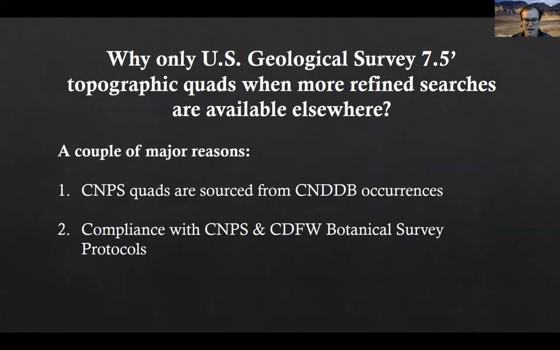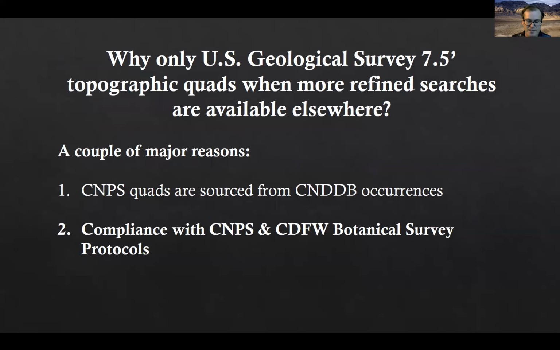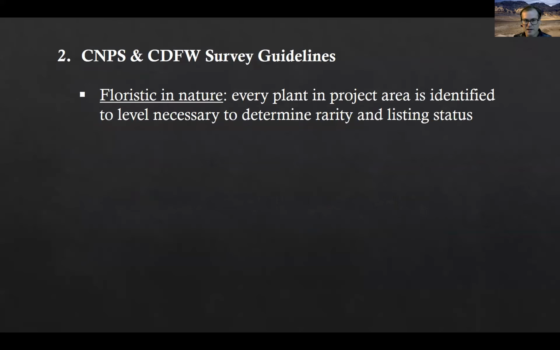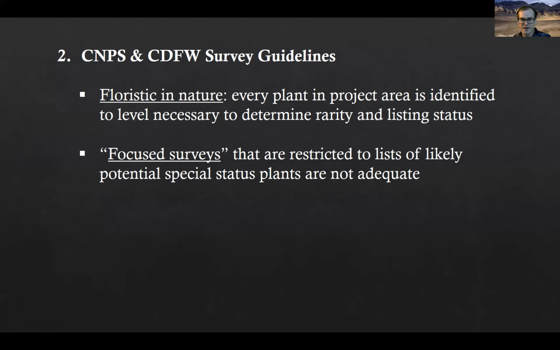So the second major reason is to comply with the CNPS and the Department of Fish and Wildlife Botanical Survey protocols and guidelines. And the guidelines tell us that surveys must be floristic in nature. And this means that every plant in a project area is identified to the level necessary to determine rarity and listing status. And what this entails is that focus surveys that are restricted to lists of likely potential species that are rare are not adequate.